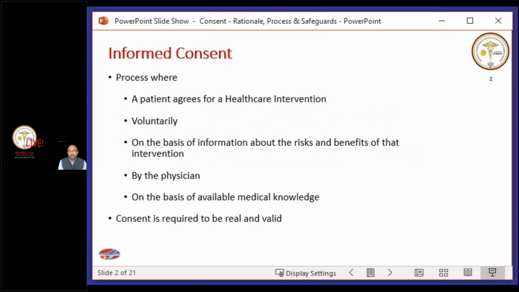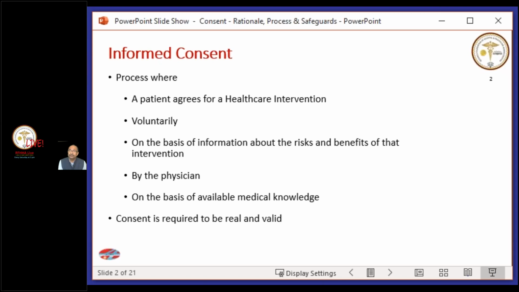And today's topic is consent. So consent is a process where a patient agrees to a healthcare intervention. I hope and I think there should be no doubt about it. The first step is that the patient agrees. It's a process where the patient agrees voluntarily. He agrees on the basis of information about the risks and benefits of that intervention. This information is provided by the physician or the doctor who is performing or is going to perform this procedure, and it is on the basis of available medical knowledge.